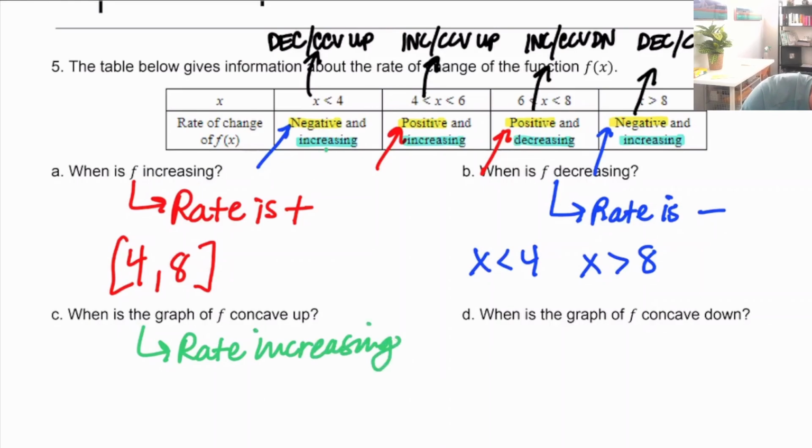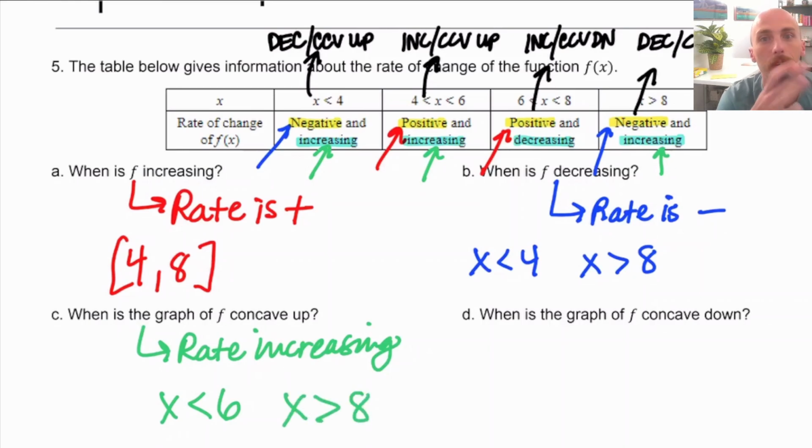So I see rate increasing here, rate increasing there, and another one over here, rate increasing. So I'm going to say, all right, from x less than -4, and from 4 to 6. Okay, well, that's just where x is less than 6. And then also when x is greater than 8. Okay, because that's where the rate of change is increasing. That's what it means to be concave up.